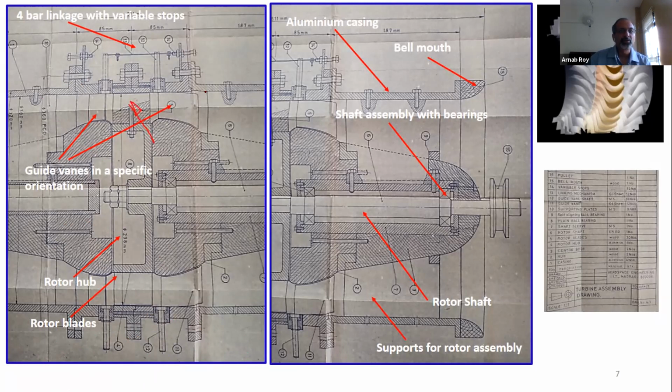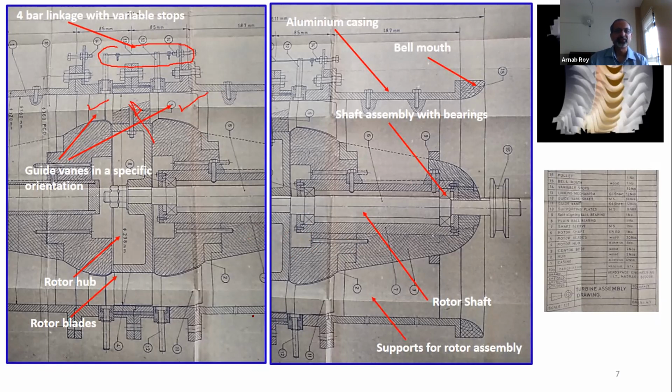And on the two sides are the two rows of guide vanes. Interestingly, they are also connected using a 4-bar linkage. And those guide vanes can be pitching between two limits of angles, which can be altered if you wish. And then in order to ensure smooth flow through the air turbine, we had a bell mouth design.